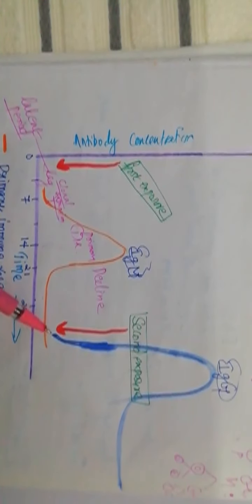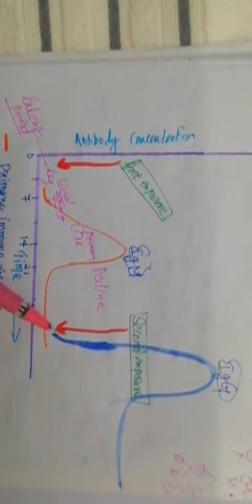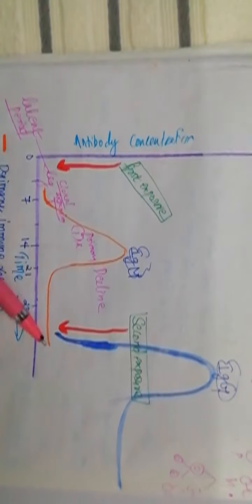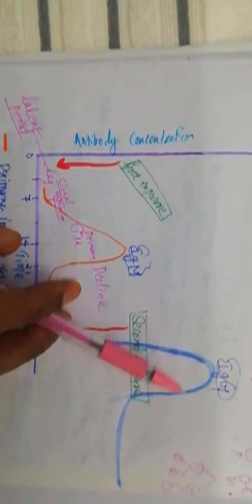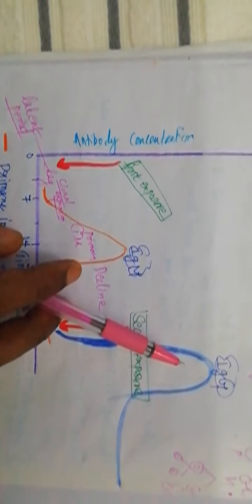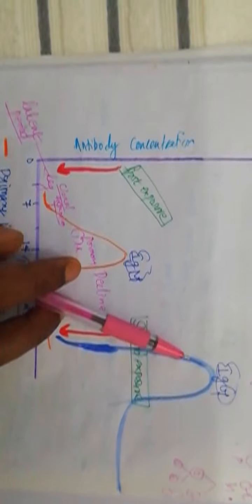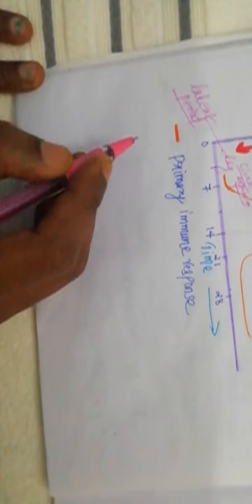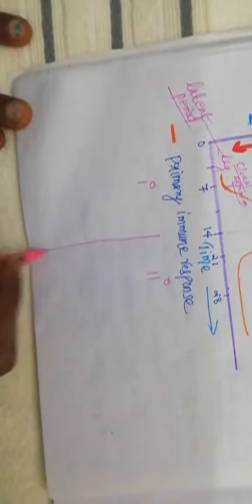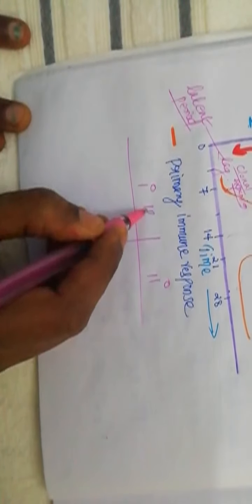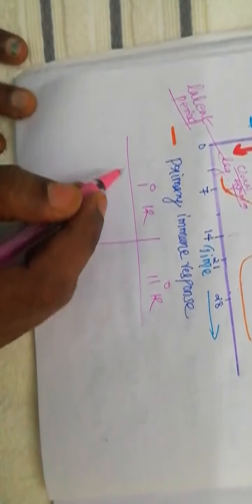Now the secondary immune response: as soon as the antigen enters, the memory cell will identify it, and there is no lag period. You can see there is a shoot up of antibody production, and immunoglobulin G is the most commonly seen antibody during the second exposure. Now we'll see the differences between the primary and the secondary immune response. This is also very, very important. What are the differences between the primary immune response and the secondary immune response?